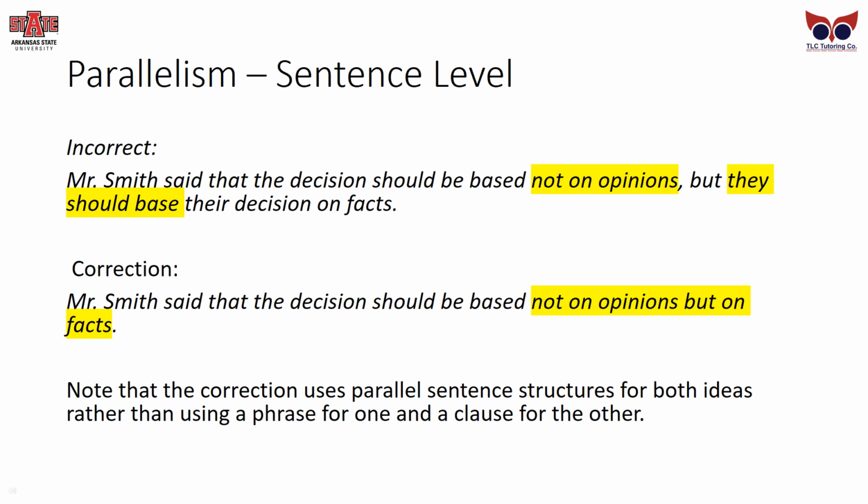Parallelism at the sentence level. Consider the incorrect example. Mr. Smith said that the decision should be based not on opinions, but they should base their decision on facts. Now consider the correction. Mr. Smith said that the decision should be based not on opinions, but on facts. Note that the correction uses the parallel sentence structure for both ideas rather than using a phrase for one and a clause for the other.